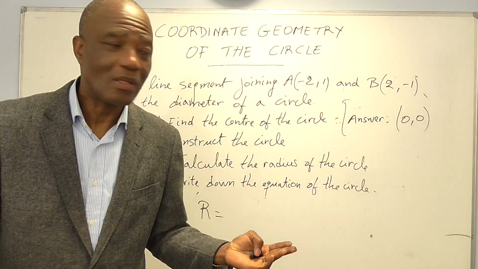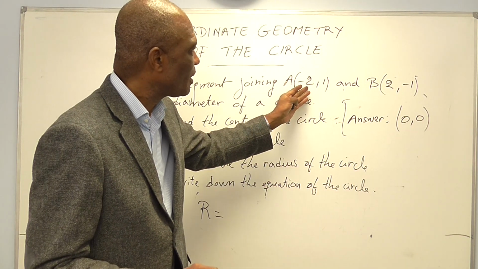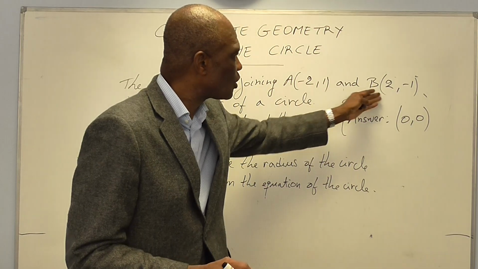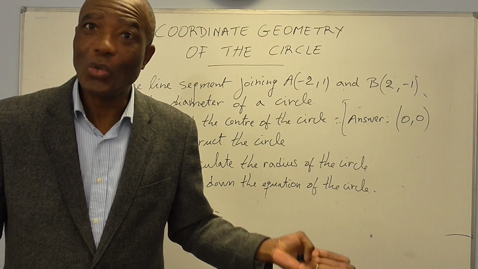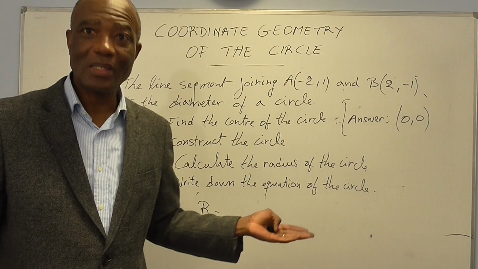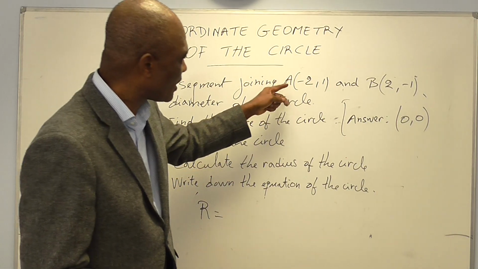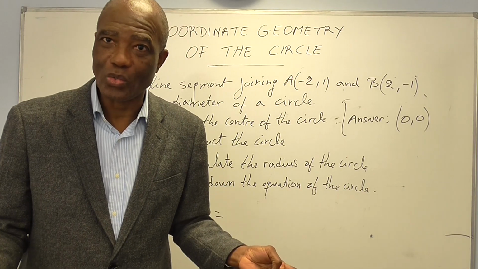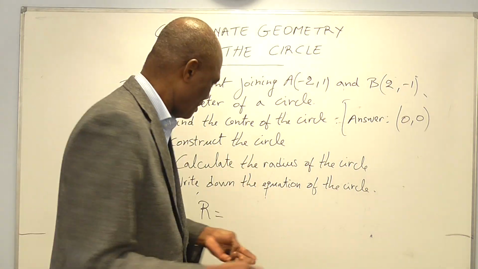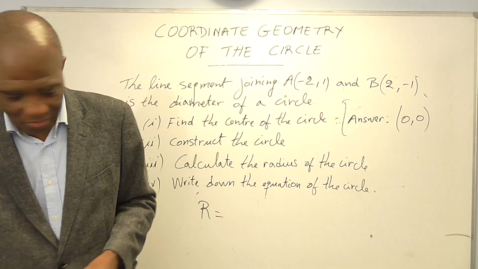Another way is also to get the distance between the 2 points, and then you divide by 2. Yes, this is another way. So you get the distance AB, and then you divide by 2. Okay, let us do that this way.